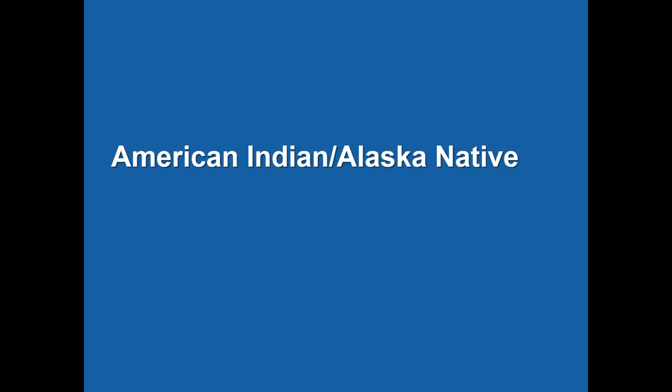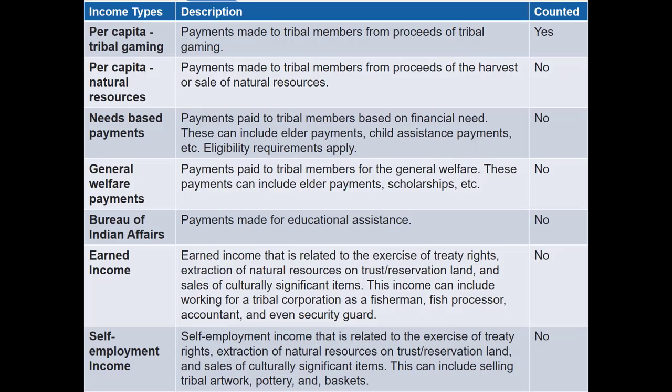American Indian Alaska Native. For the purposes of determining MAGI eligibility for Apple Health, certain types of income that American Indian Alaska Native individuals receive is not countable. Take a moment to review this slide. As you can see, earned income that is related to the exercise of treaty rights is not countable, but it may be reported to the Employment Security Department. Through the application process in Washington Health Plan Finder, only per capita distributions are reported as income.